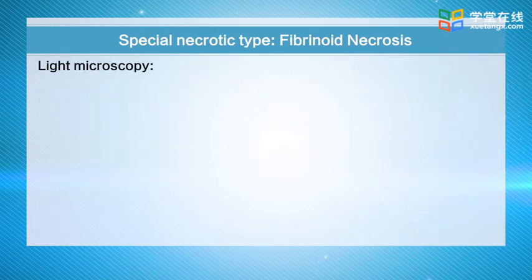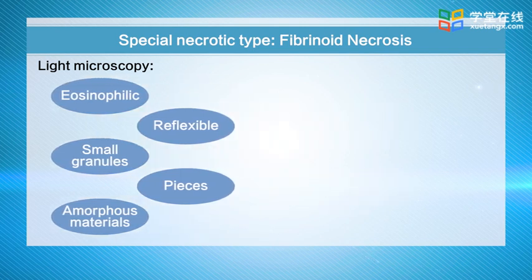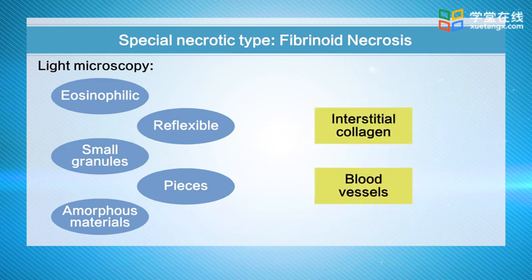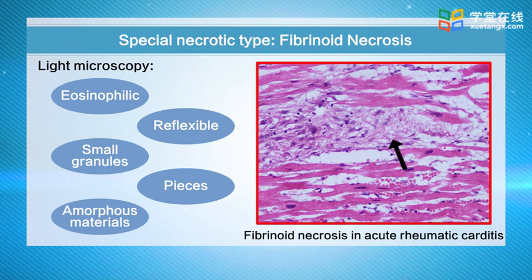Fibrinoid necrotic tissue usually appears as eosinophilic and loses its structural details. The term fibrinoid necrosis is used to describe this appearance because it resembles deposits of the blood clotting protein, fibrin. Fibrinoid necrosis typically occurs when there is death of interstitial collagen or blood vessels, such as the damaged connective tissue in patients with rheumatic disease. Here, in this picture, we can see the fibrinoid necrosis in acute rheumatic carditis.